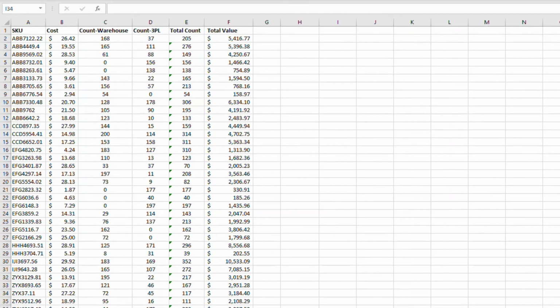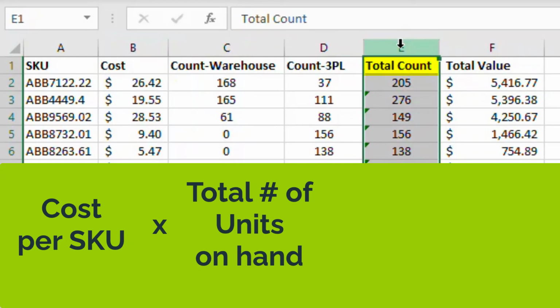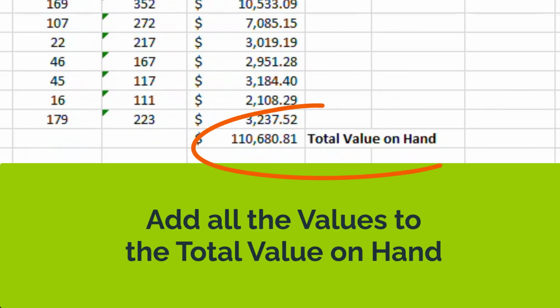So the math here is really similar to COGS. You're going to take your cost per SKU that you already have. You're going to multiply it by the total number of units that you have on hand right at this moment. So in this case, we have 2 different locations. We add them together to get the total count. You multiply your cost by your total count to get your total value. We're going to add all this up, and this shows you the total value of the inventory that you have on hand.